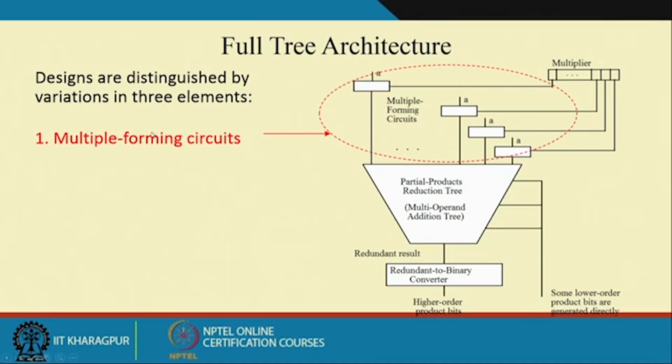One part is this multiple forming circuit. Multiple forming circuit is nothing but the generation of the partial products. So, this also can be named as the partial product generation unit. Those are nothing but the AND operation, because each bit of the multiplier is ANDed with each bit of the multiplicand.